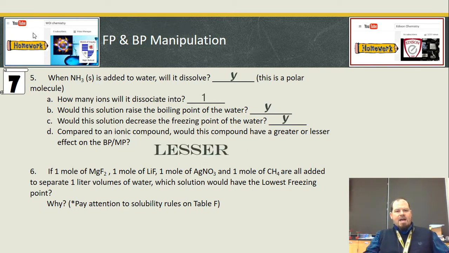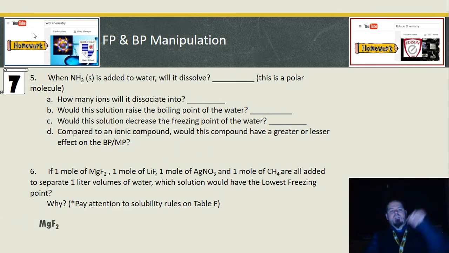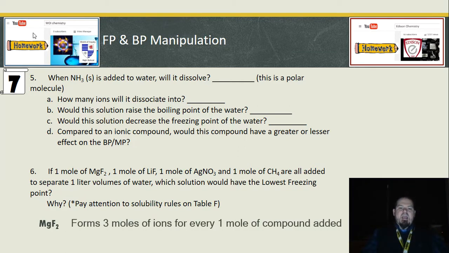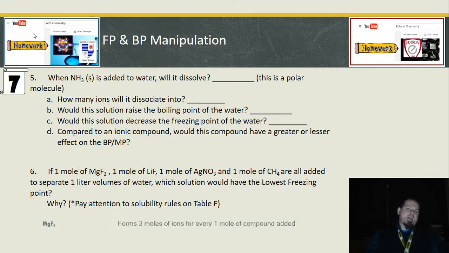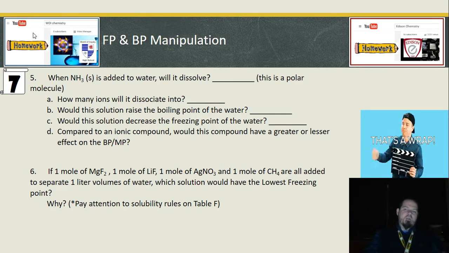And then last is number 6. Again, I'm not ranking these, but if I was to rank them, it would be MgF2 first, LiF second, and probably silver nitrate third this time because nitrates all dissolve. And why? Because they form 3 moles of ions for every 1 mole of compound added. And with that, we are done for the unit.